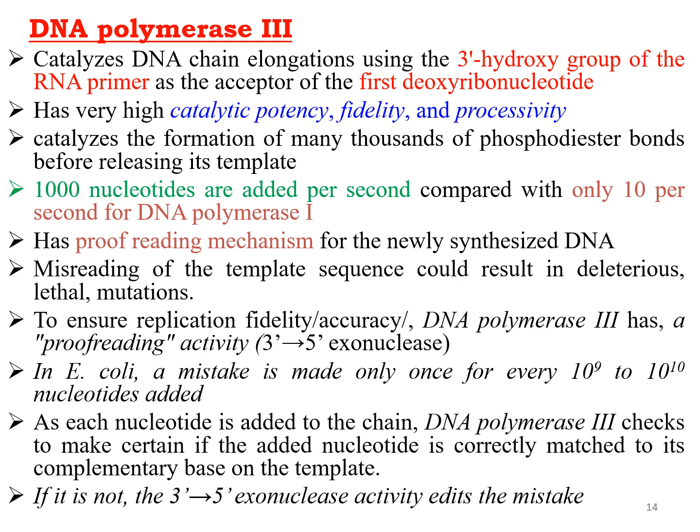If there are mistakes during DNA replication or DNA elongation, proofreading takes place by using this DNA polymerase 3. Misreading of the template sequence could result in lethal mutations. To ensure this replication fidelity or accuracy, DNA polymerase 3 has a proofreading activity. In E. coli, a mistake is made only once for every 10⁻⁹ to 10⁻¹⁰ nucleotides added, and as each nucleotide is added to the chain, DNA polymerase 3 checks to make certain the added nucleotide is correctly matched with its complement on the template. If it is not, the 3 to 5 exonuclease activity removes the mistake.